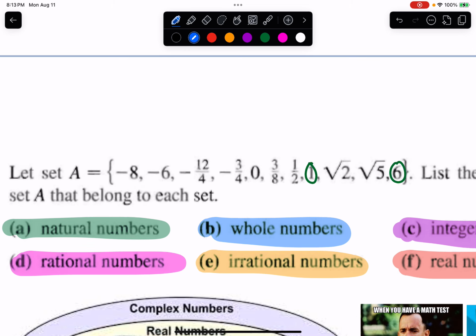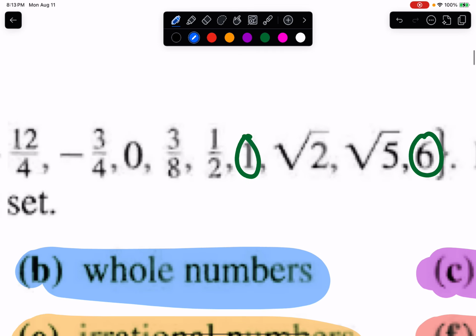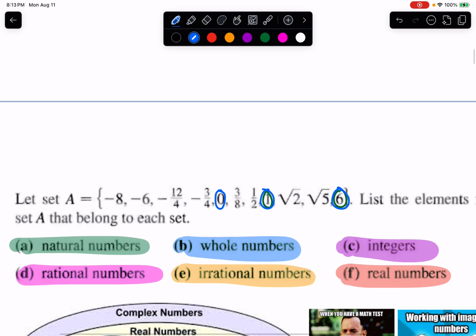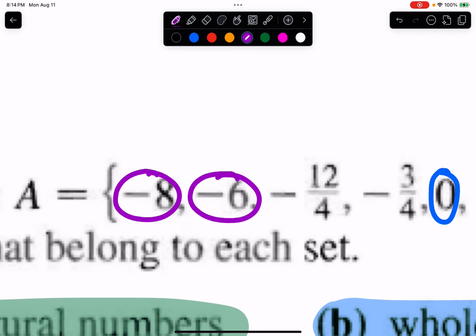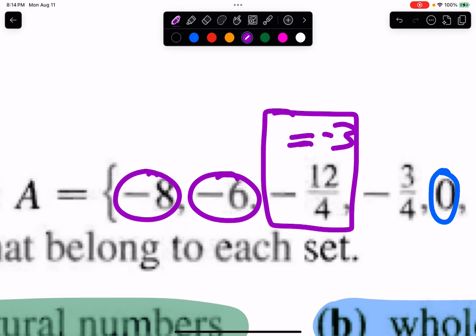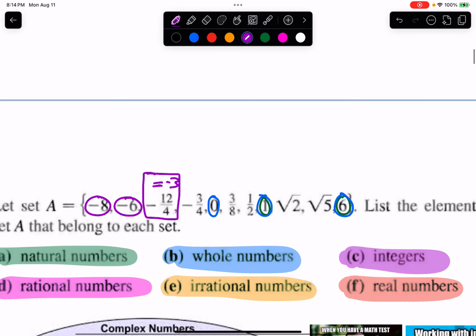Okay. Whole numbers is just the natural numbers, but I include 0 in there as well. So I'll recircle 1 and 6. Okay. Integers are whole numbers, but I include the negatives. So -8, -6. And now you may look at -12 over 4 and go, hey, that's a fraction, that's not an integer, but remember, you can reduce. This is the same as -3, so I will include it as an integer once we simplify it.